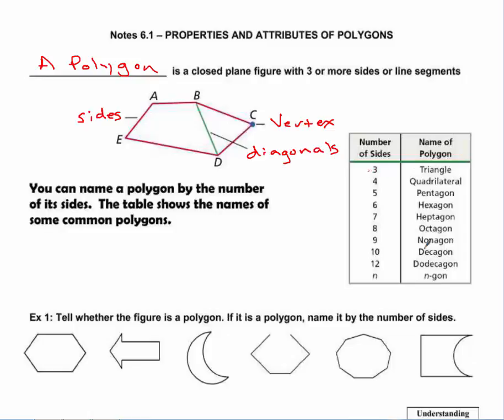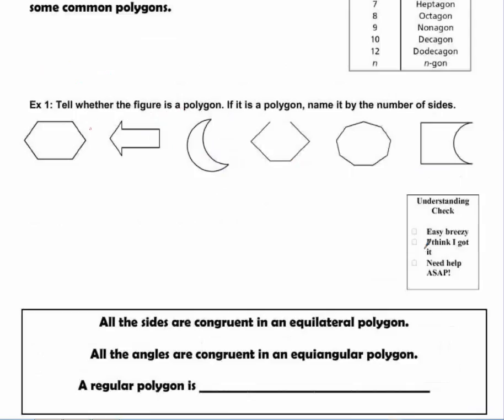Okay, so hopefully you remember the number of sides determines the name of a polygon. So 3 sides is a triangle, 4 sides is a quadrilateral, 6 is a hexagon, 8 is an octagon, and you remember all of this. So here's a quick example. It says to tell whether the figure is a polygon. If it is a polygon, name it by the number of sides.